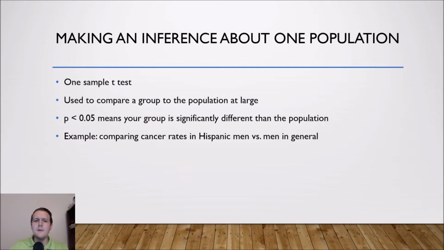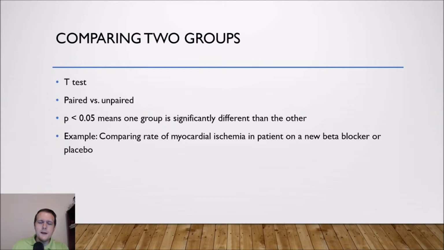Now, an example of this: if I was to look at cancer rates, they were to take a sample of Hispanic men and then compare that back to men in general, that would be something where a one-sample t-test could be used, okay? That's going to be different than if I were to compare a group of Hispanic men versus a group of, say, Caucasian men. You'll see that that's going to be a different test here. And so if I was comparing two groups together, this is where your paired and unpaired t-tests come into play.